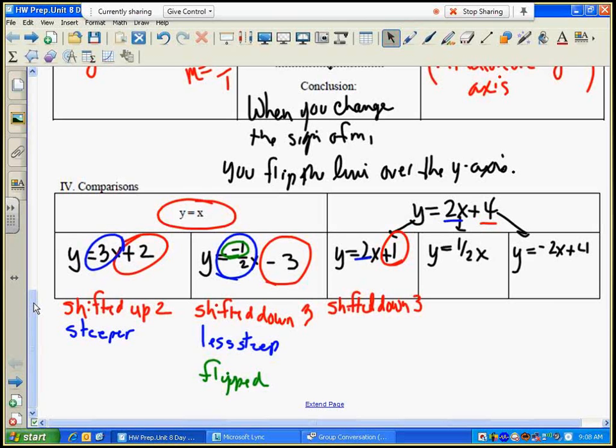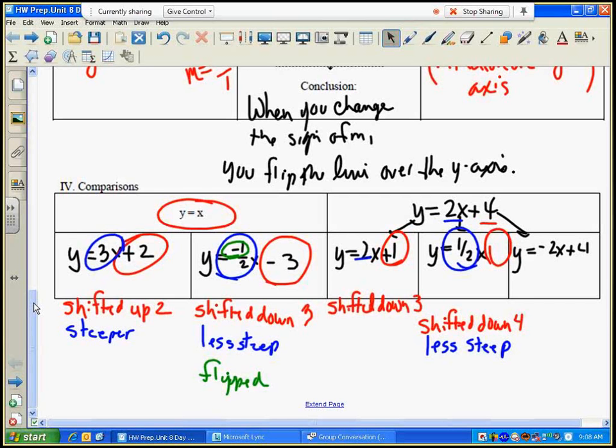Okay? Second one here. Take a look at the B. It went from 4 to 0. Well, that means it's going to be shifted down 4. Okay? Next, take a look at the slope. It's at 1/2. So from 2 to 1/2, 1/2 is a smaller or less absolute value. It's closer to 0. Therefore, it's going to be less steep. Okay? Next, take a look at the signs. They're both positive. Therefore, there hasn't been a flip over the y-axis. The only 2 changes that have occurred are the ones that are listed there.